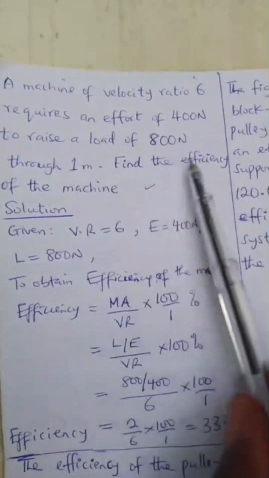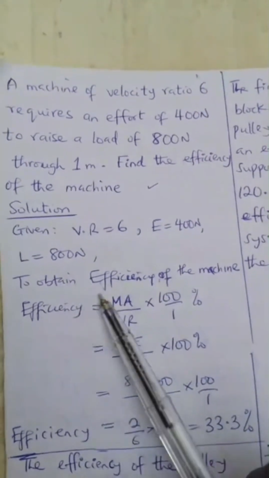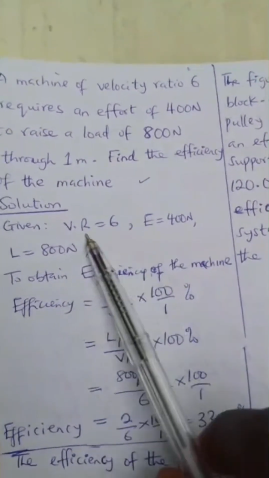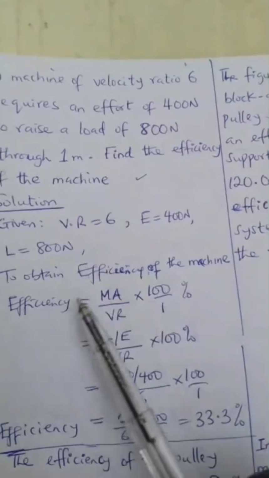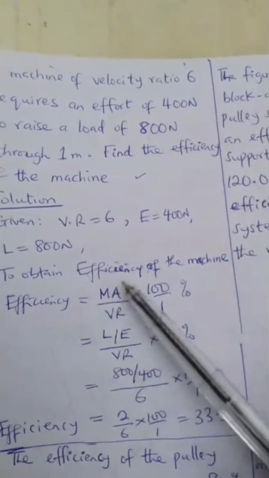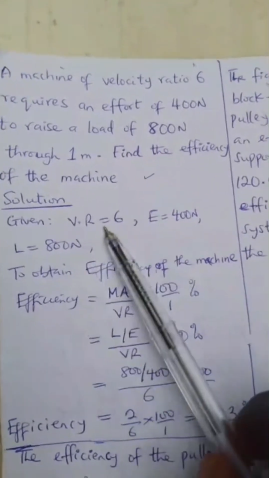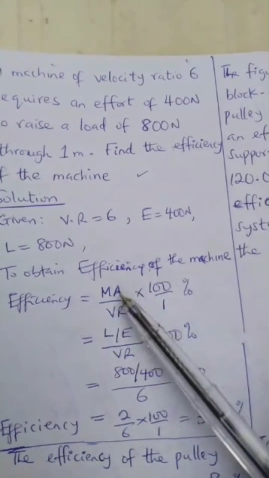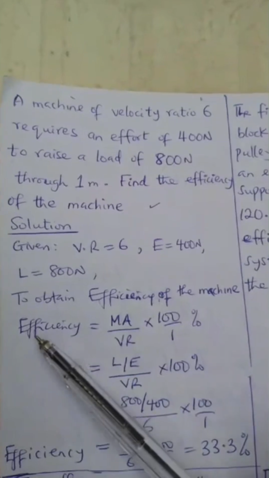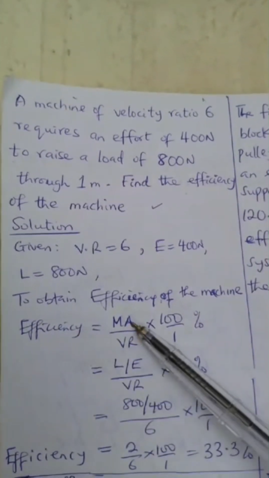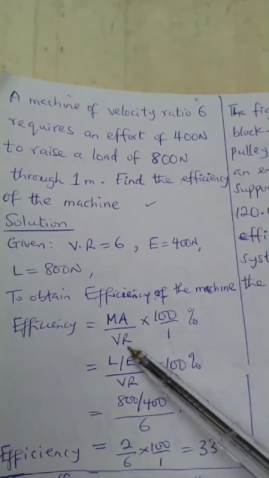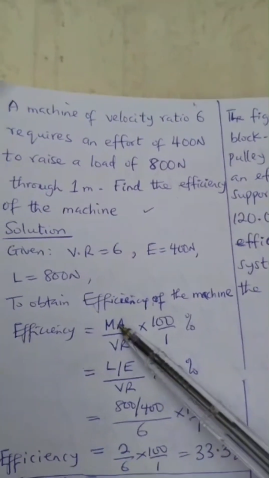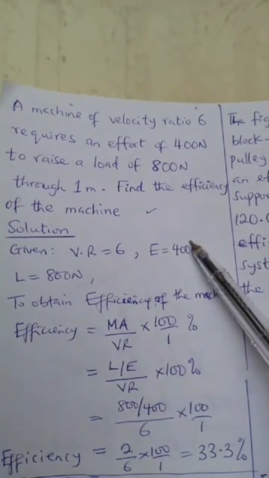Now, what's the efficiency of the machine? So we need to obtain the efficiency. We have different formulae for efficiency, but use the one that is relevant to the quantities you are given. Like we have velocity ratio, so use the one of mechanical advantage over velocity ratio. The formula for efficiency is mechanical advantage over velocity ratio, as a percentage, times 100 over 1. Mechanical advantage we can easily find using load over effort.